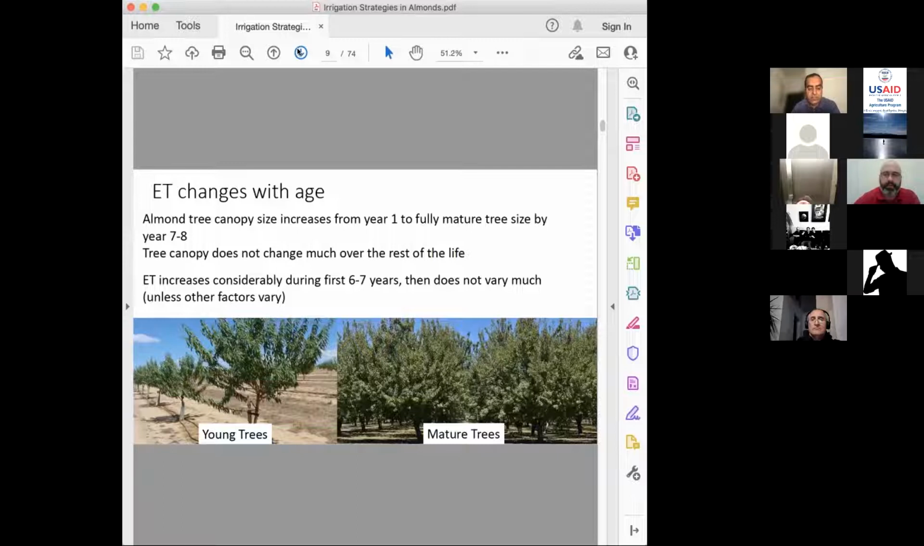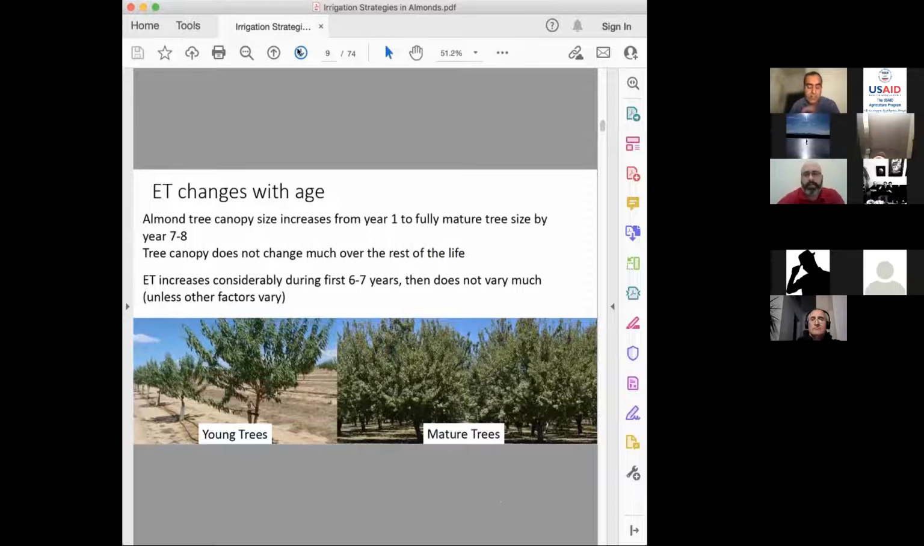to full maturity. So that helps when a grower has 2-year-old trees, where the canopy sizes are small. They calculate the evapotranspiration demands for mature trees, and then they work out the percentage. For example, a 2-year-old tree takes only 20% of the water of a fully mature tree. So that's how they adjust their calculations for young trees.